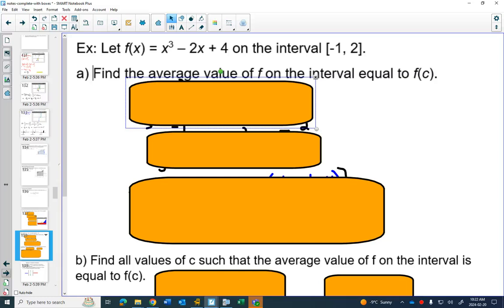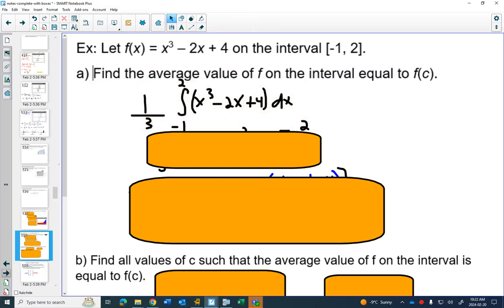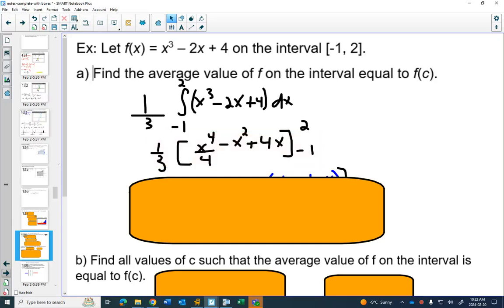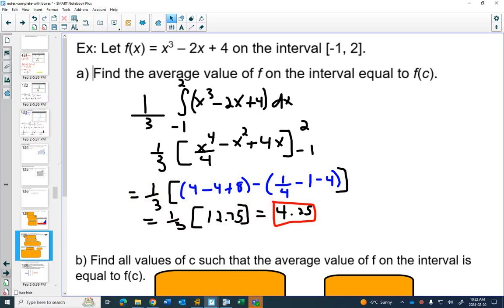All right. How did you do? So we use our average value. Again, the distance is 3. We're going from -1 to 2 of x cubed minus 2x plus 4. We do our integral, add 1 to the exponent, and divide for each of them. Evaluate it from -1 to 2, so we plug in 2, we plug in -1 and subtract them. And we get an average value of 4.25.